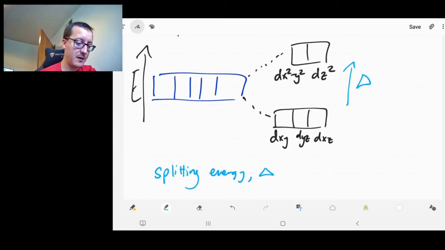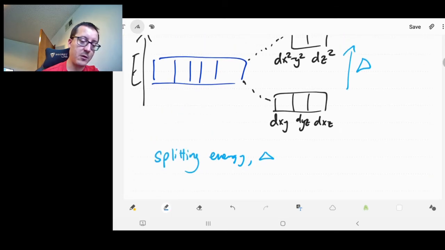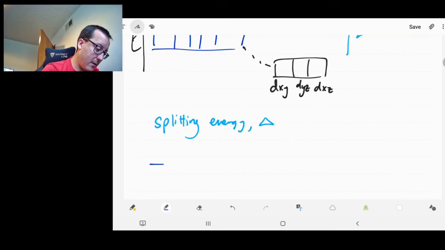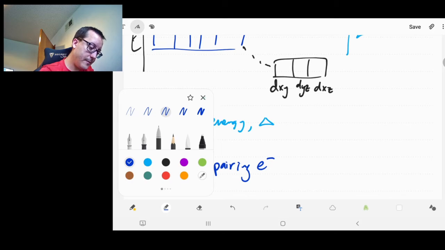But let's look at this further. So that's kind of one option that we're going to see. Depending on the magnitude of that splitting energy, there's also an energy cost for pairing electrons off. Remember, we don't want to pair electrons because it's going to force one to reverse its spin. There's a little bit of energetic cost associated with that, which is why we normally fill orbitals singly before we start pairing them off, because that's a little bit higher energy to start pairing. We're going to have to compare these two.